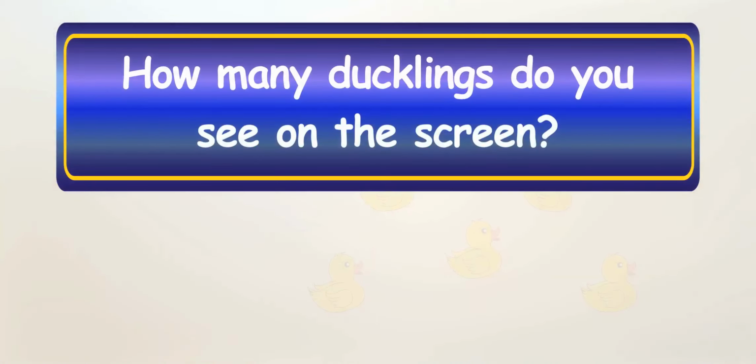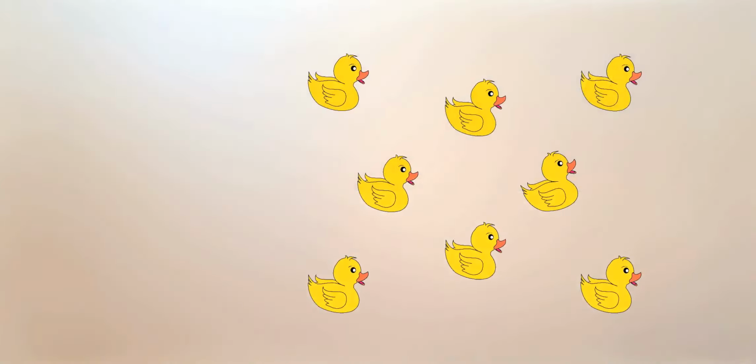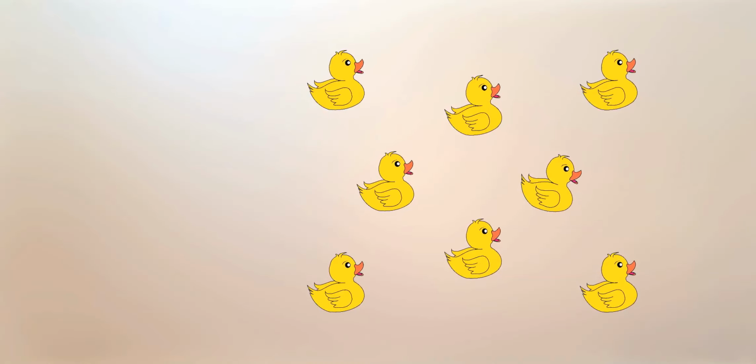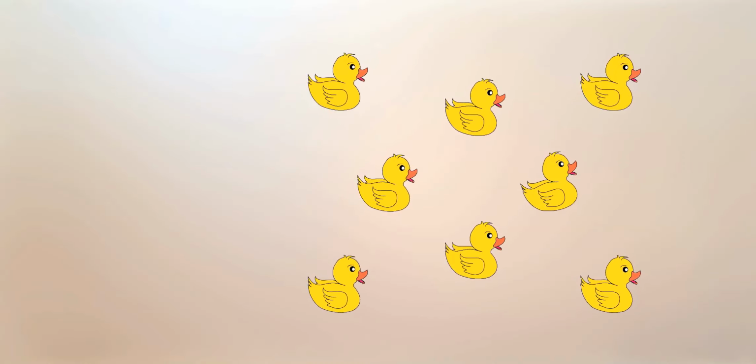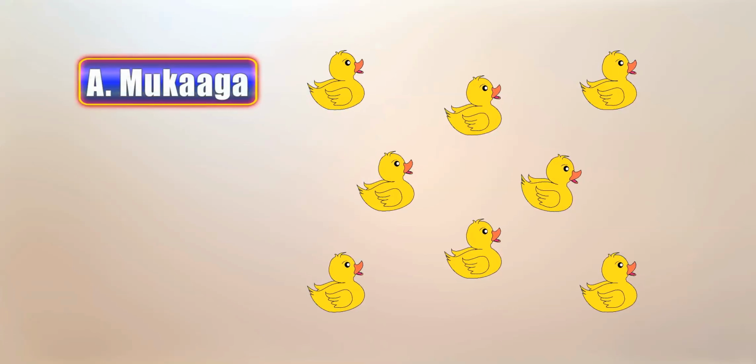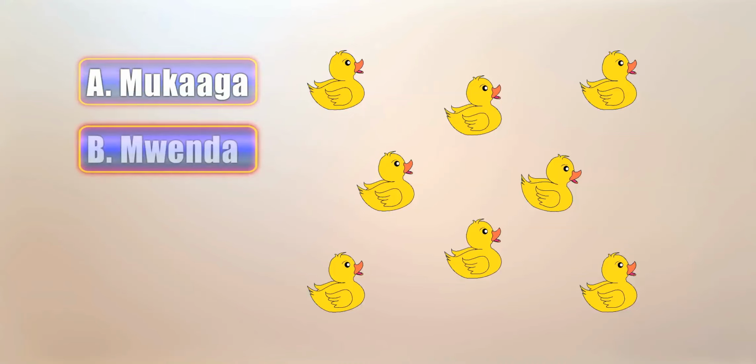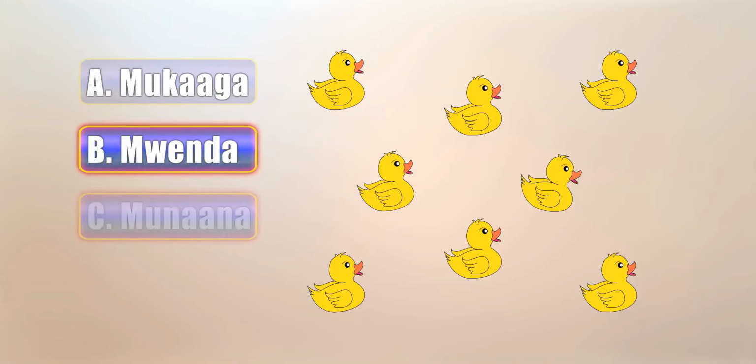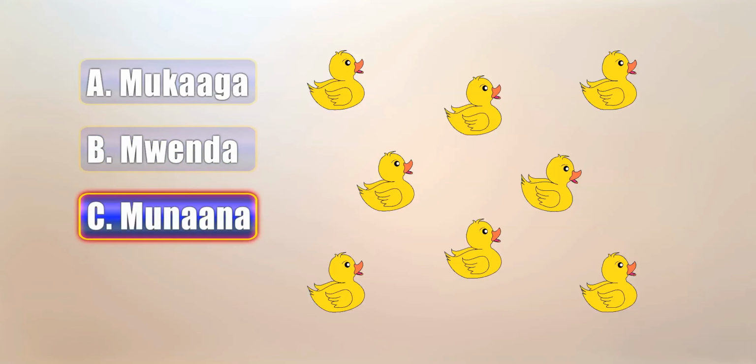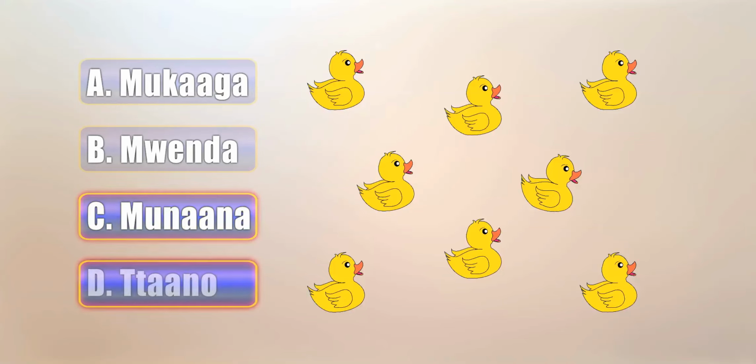Question 2. How many ducklings do you see on the screen? Is it A, Mukaaga? Or B, Mwenda? C, Munaana? Or D, Ttaano?